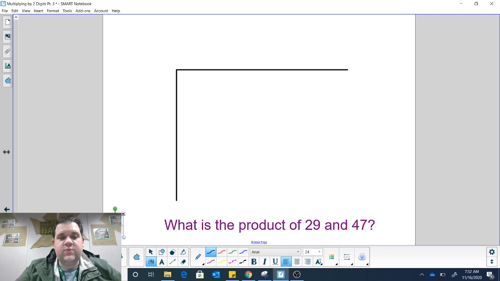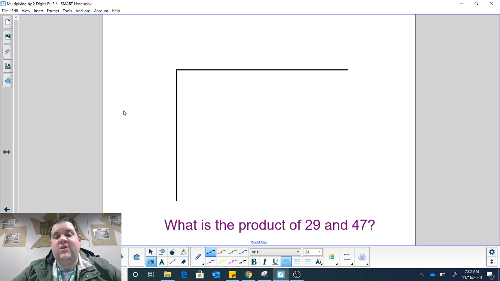Hey there, mathematicians. We are going to continue practicing making arrays to solve for the product, or the answer, to multiplication problems. So today during mini lesson, we talked about how it's so important that we stay organized and how we can also decompose numbers in different ways so that it makes less work for us. It's a little bit more efficient. So I really want you to keep that in mind today, mathematicians, as we practice some of these multiplication problems.